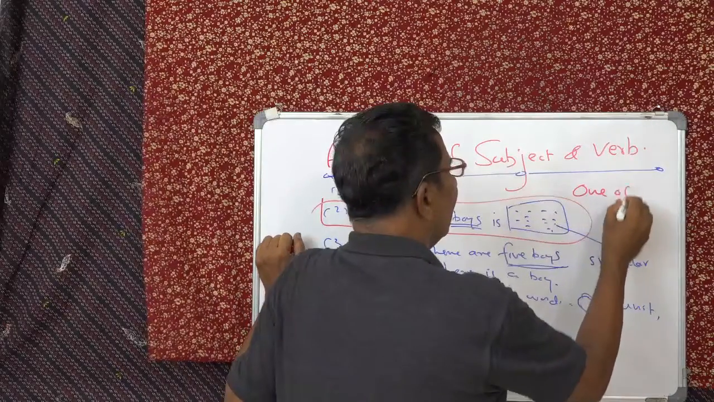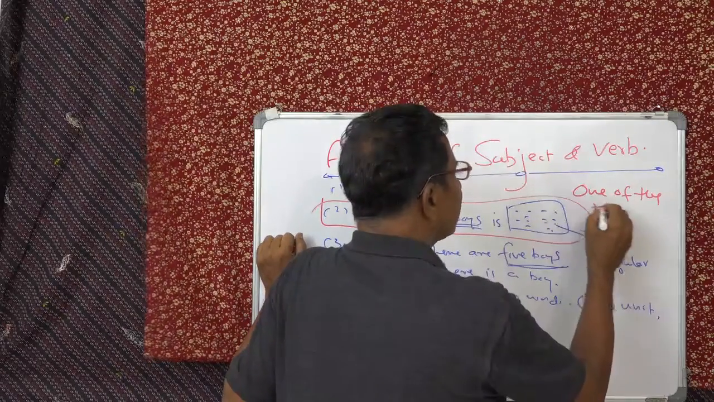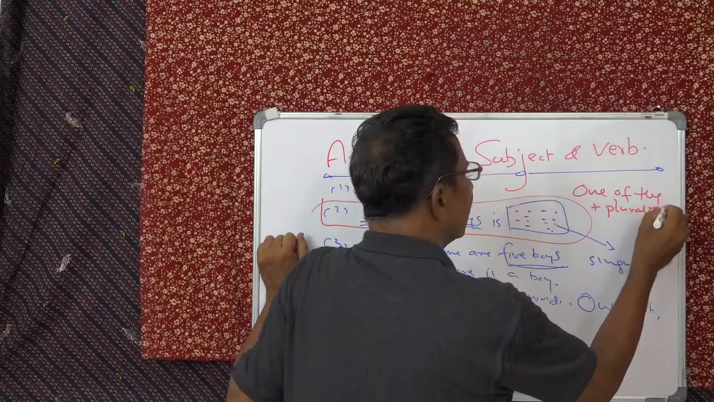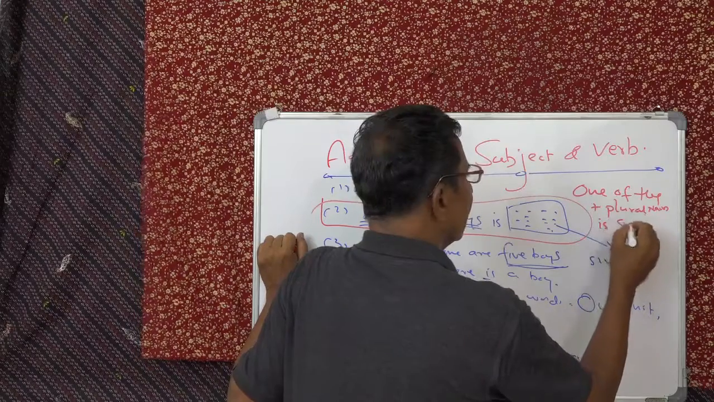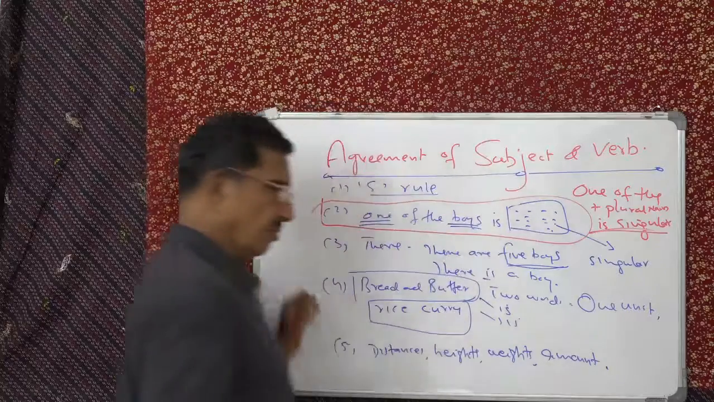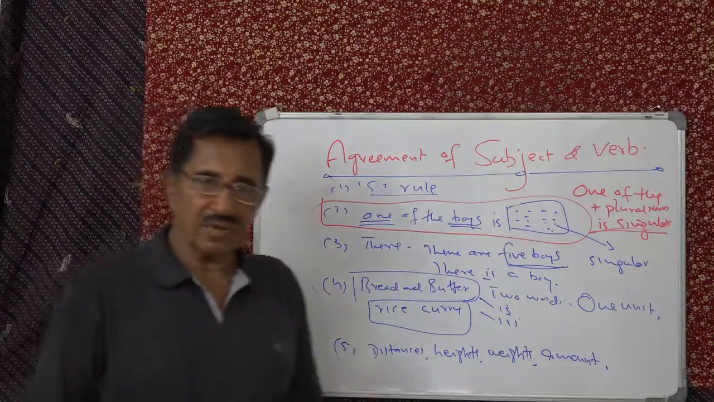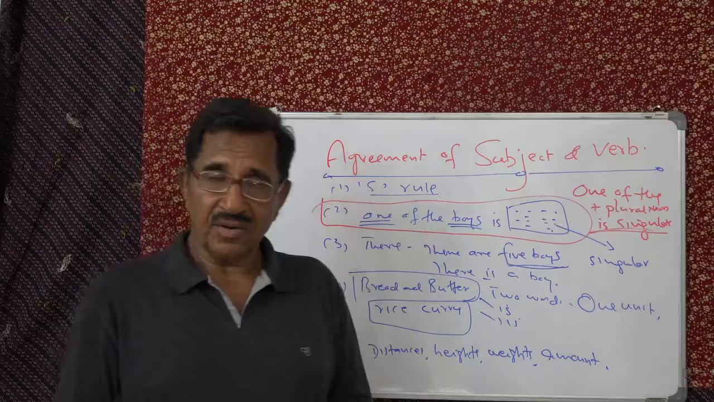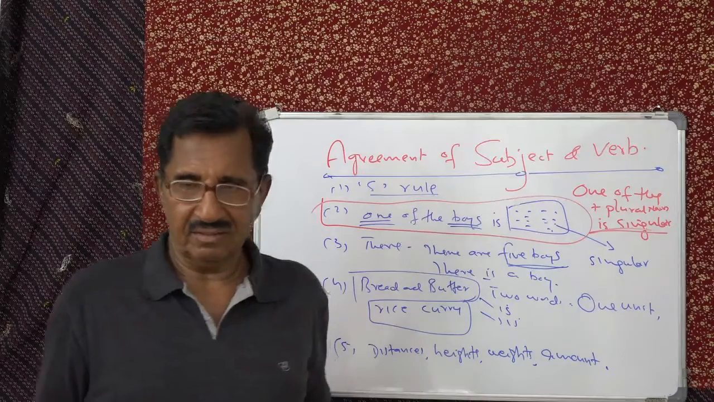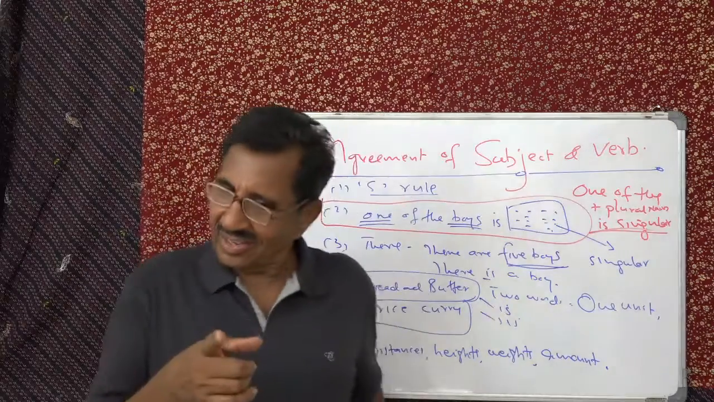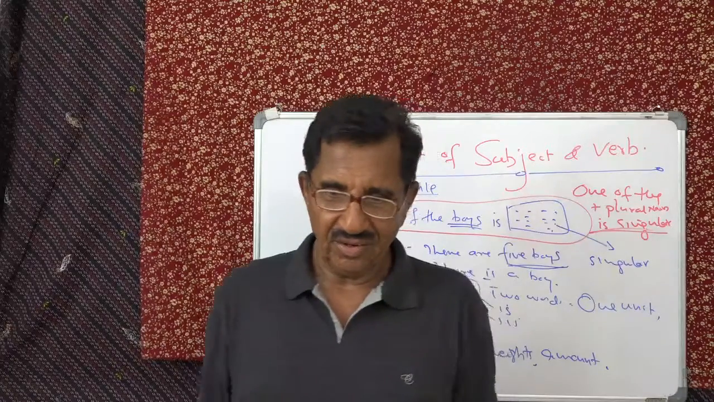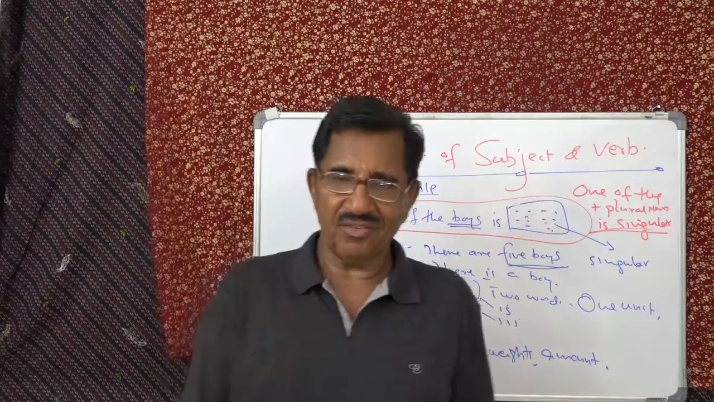Always think of one of the plus plural noun is singular. I think it is clear to you. One of the boys, one of the girls, one of the men, one of the women, one of the countries, one of the shops. It's clear. You are enjoying? Yes, you must enjoy it. As I told you, one foot up and one foot down, or a 1,000 mile journey begins with the first step.